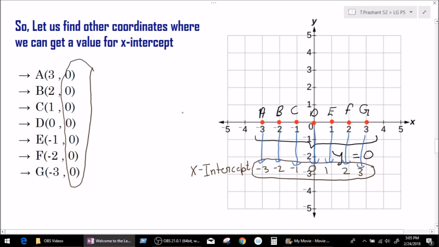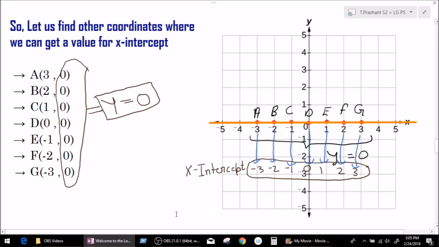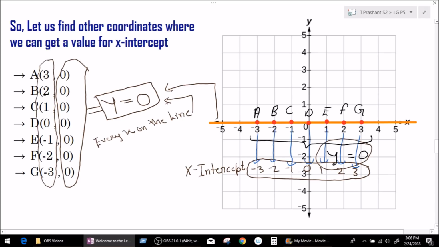Now do you notice one thing, that every coordinate on this line has a value of y equal to 0. Now what is this y equal to 0? Before we learn what is y equal to 0, let us join all these coordinates with the help of a straight line. So once we join all these coordinates with the straight line, we can say that at every point on this line, the value of y equals 0. So we can say that this line is actually y equal to 0. And every x on this line will be a value of x-intercept. That's why every value of x is a value of x-intercept itself.